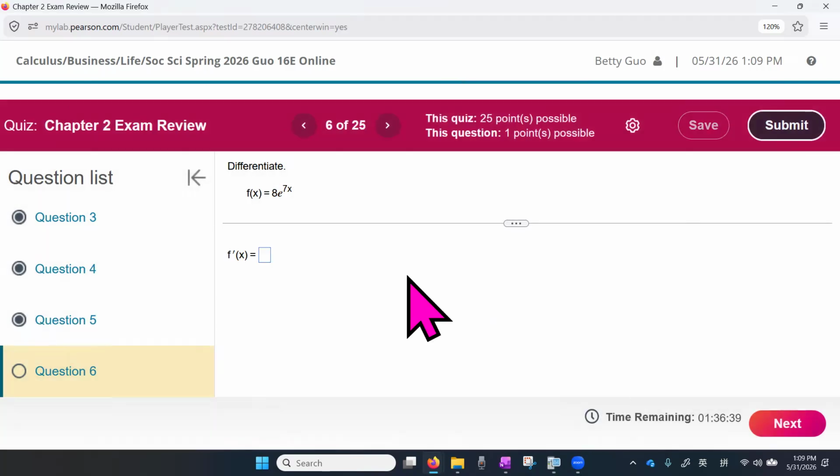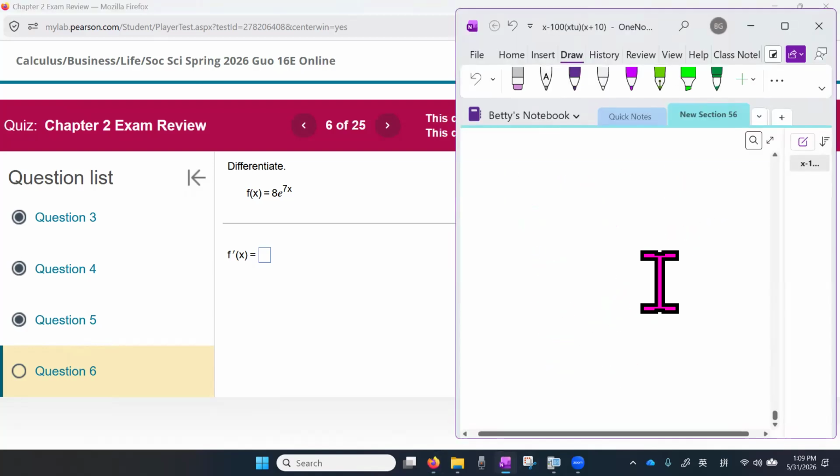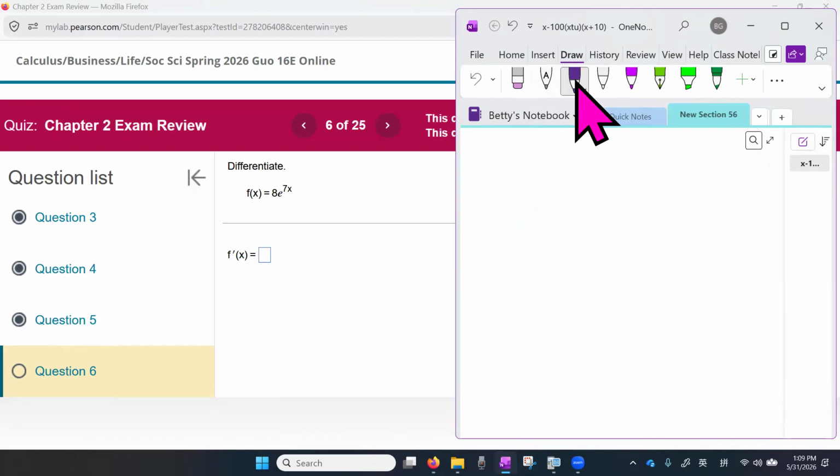Question number 6, differentiate. So if you know this formula, it will make your job a lot faster. The derivative of e to the power of kx is e to the power of kx times k. Just multiply the original function by the coefficient of x in the exponent. If you know this, you make your job a lot easier.